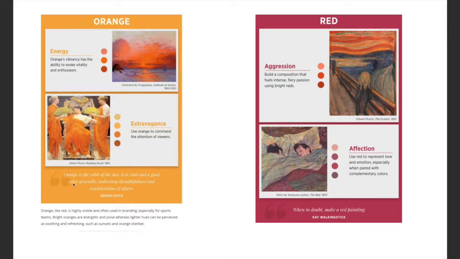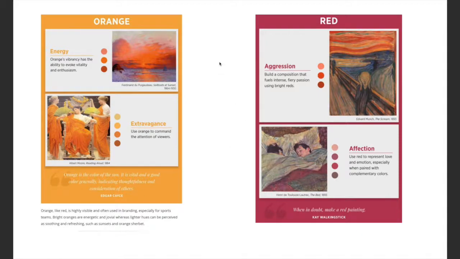And we have Edgar Cayce, who wrote, "Orange is the color of the sun. It is vital and a good color generally, indicating thoughtfulness and consideration for others." That's interesting. A lot of people might not see orange as that.